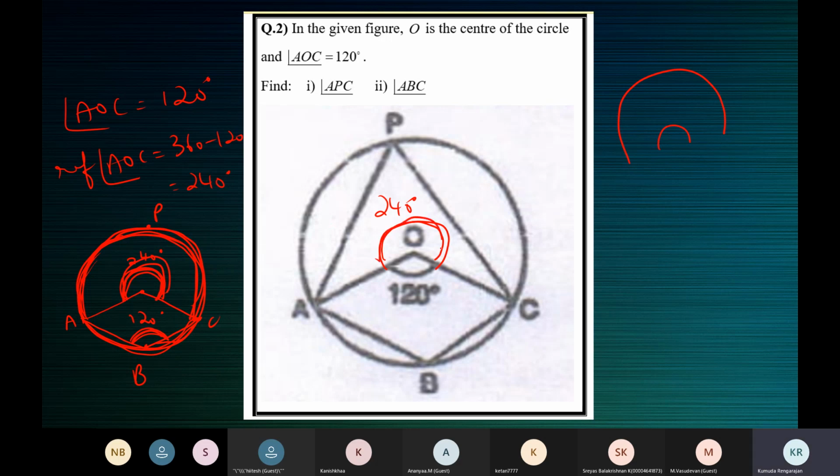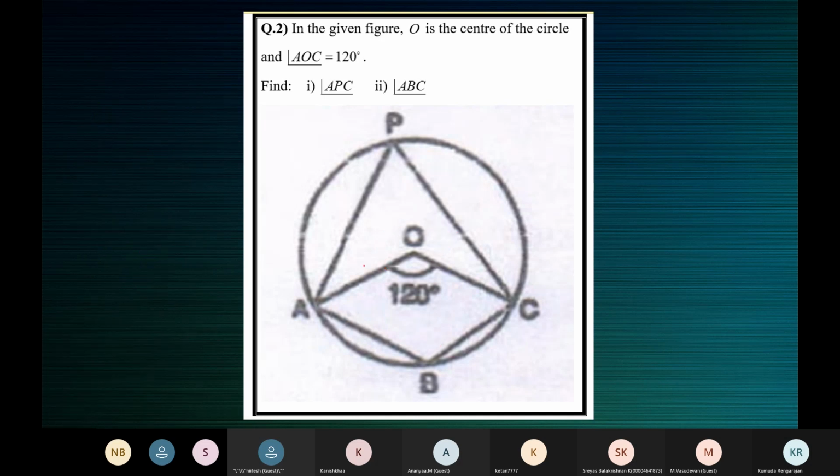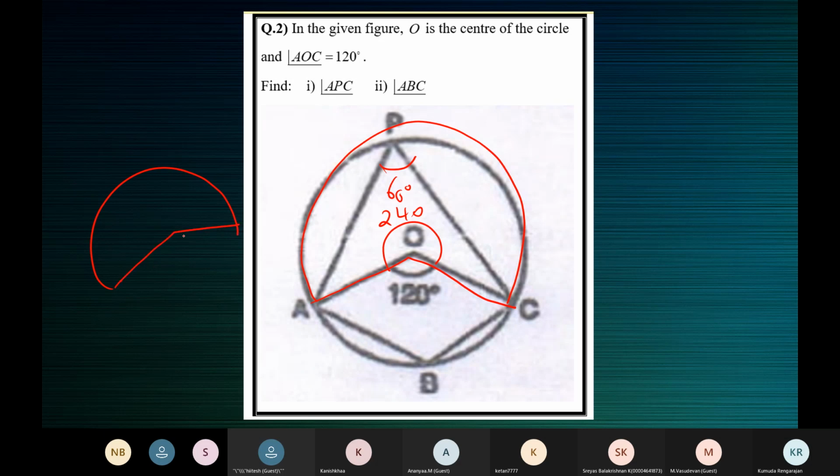If the angle at the center is 240, then on the circumference it will be half of it, 120. This one is 60 degrees. This is the 240 made by this arc at the center. This arc makes this angle at the center, 240 degrees.